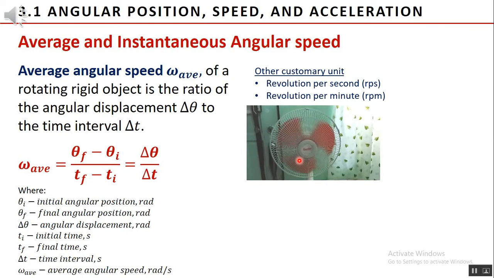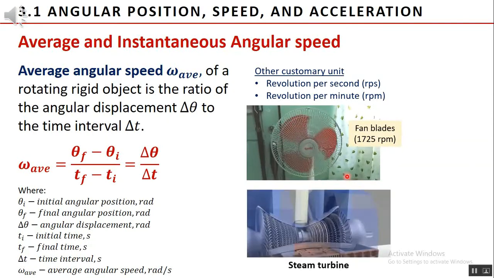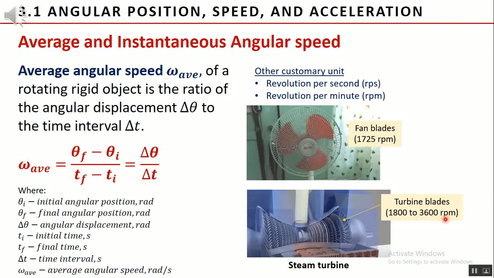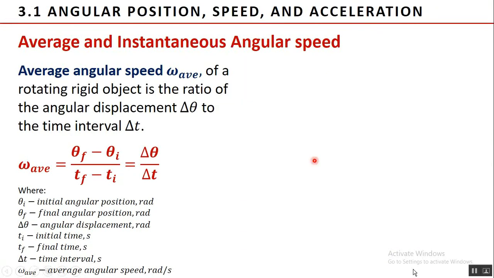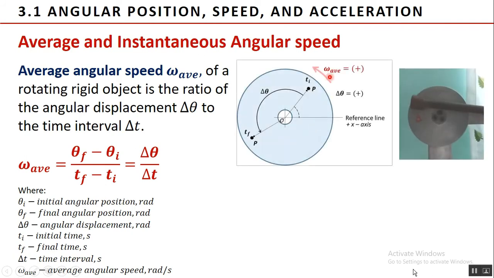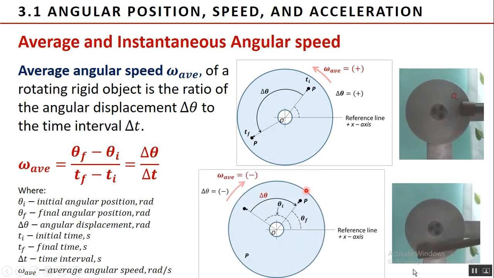The motor used in an electric fan rotates at an average speed of around 1,725 revolutions per minute. A typical steam turbine operating in power generation industries can rotate at 1,800 to 3,600 revolutions per minute. If we treat angular speed as a vector quantity, its value can be positive or negative depending on the direction of rotation of the body. Angular speed is positive when the body rotates counterclockwise and negative when rotating clockwise.